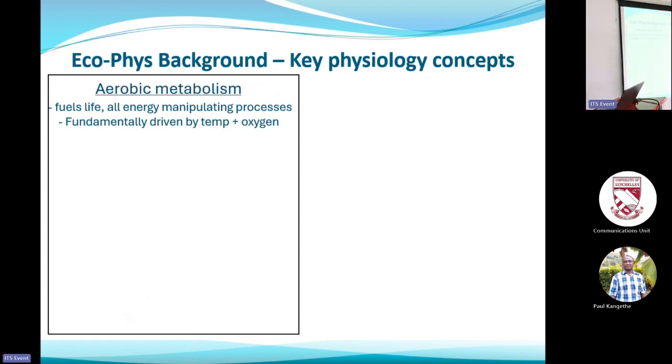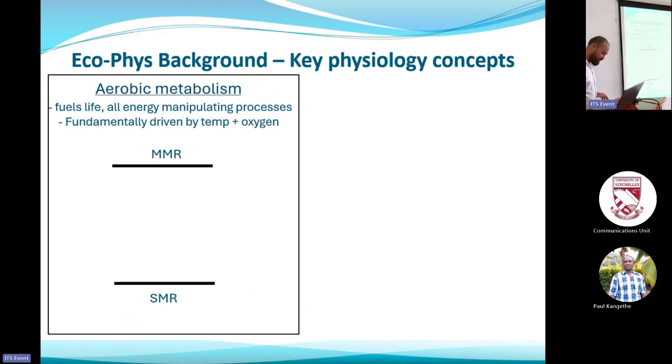And because all these organisms are ectotherms, the rate of aerobic metabolism is driven by temperature and oxygen. So you've got these two key baseline metabolic levels. Your standard metabolic rate at the bottom, which is the energy you're using just to stay alive. So if you're sitting on a couch, just watching TV, not exerting yourself, you're operating at your basal metabolism, your standard metabolic rate. And then you have something called a maximum metabolic rate, which is the most amount of energy you can manipulate at any given time. So these are two limits in your metabolism.